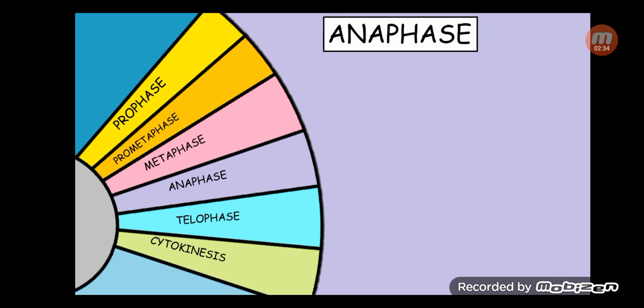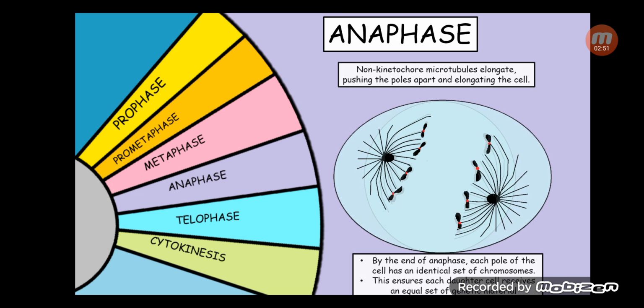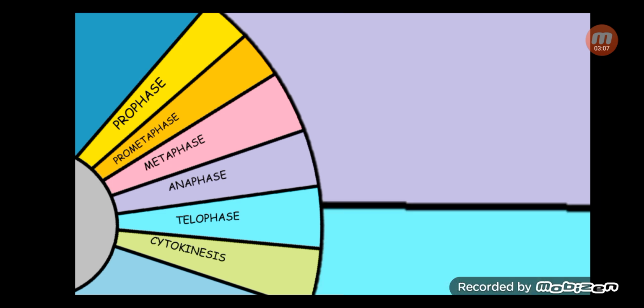Then the fourth phase of M phase starts, that is called anaphase. That is basically the phase of nuclear division. During this, sister chromatids are separated as the spindle fibers attached to the kinetochore shorten, pulling chromatids towards the opposite poles. Non-kinetochore microtubules also elongate, pushing the poles apart and thus elongating the cell. By the end of anaphase, each pole of the cell has an identical set of chromosomes, and this ensures each daughter cell receives an equal set of genetic material.